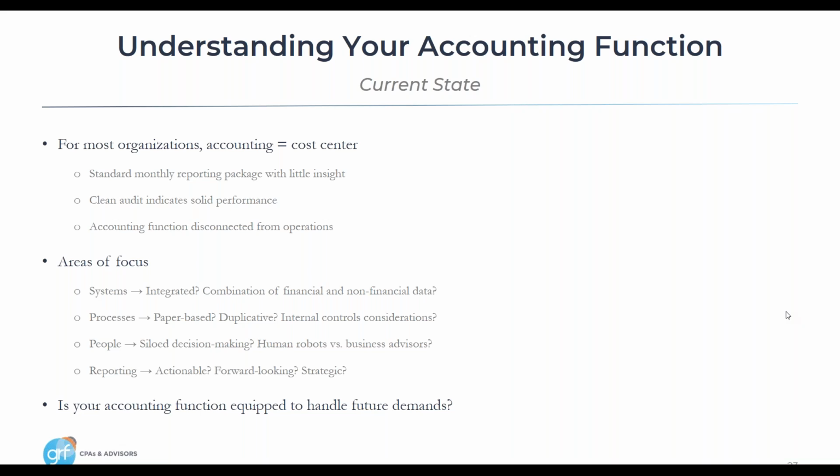And then when you think about processes, chances are it's still paper-based. There's probably still a lot of processes and steps you're doing that are very duplicative. And perhaps maybe more importantly, as far as processes are concerned, are there any internal controls built into your processes to make sure that you're having strong control over your key assets?